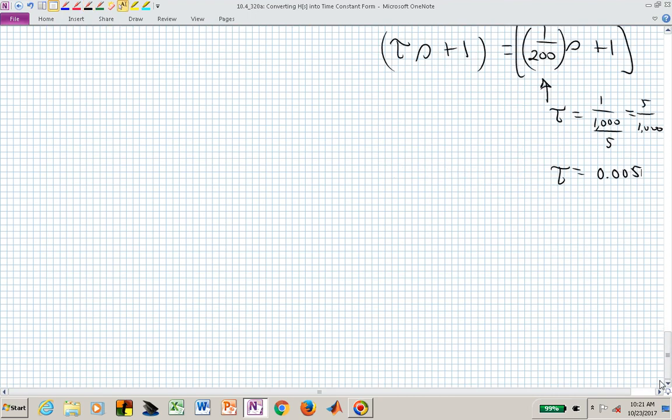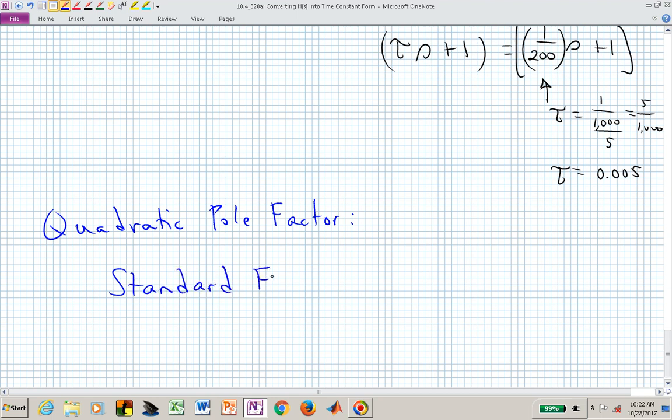We're almost finished with identifying all of the different factors. We have one more factor to look at, and that's this quadratic, and it was downstairs, so it's a pole factor. And that pole factor, since it's quadratic, has this standard form of s squared plus 2 zeta, our damping ratio, omega sub n, our natural frequency, s, plus omega sub n squared, the natural frequency squared.